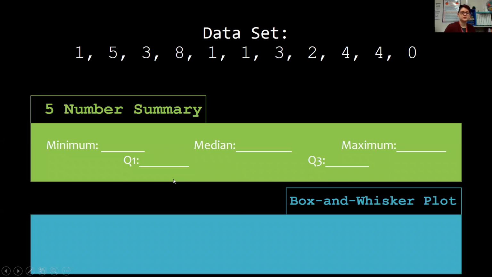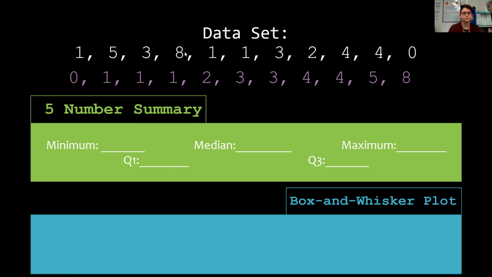Okay, so the first thing we have to do when we're presented with a data set is put the numbers in order from smallest to largest. We do that so we can find the median, Q1, and Q3. So our minimum number, our smallest number, is 0. Our largest number, our maximum, is 8.